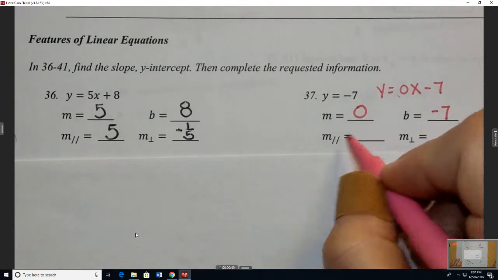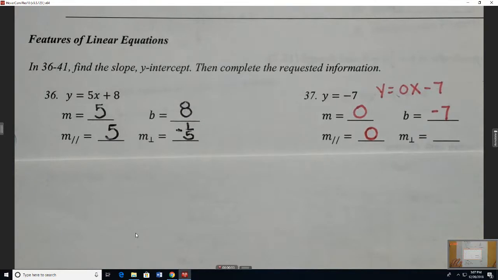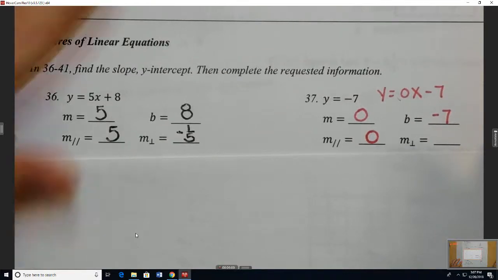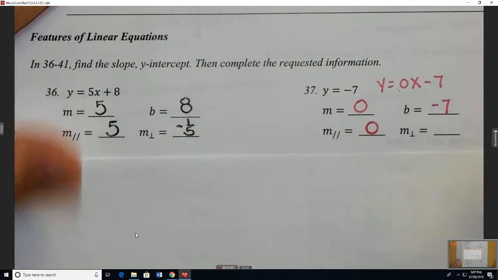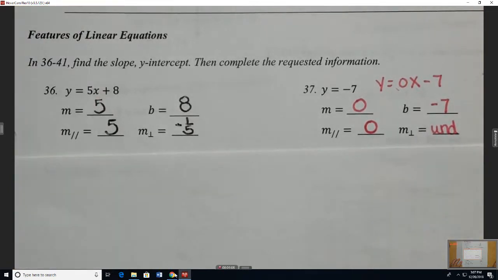And then to make the graph parallel, we'll keep the same slope. So it'll be another line with a slope of 0. And then to make a line perpendicular, we need a vertical line. So we'll use the VUX to remind us that the slope of that line will be undefined. Let's go ahead and take a look at that on a graph and see what it looks like.